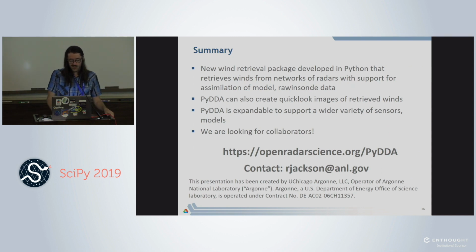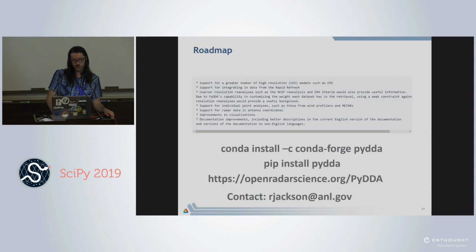So in summary, I developed a new retrieval package in Python that retrieves winds from networks of radars with support for assimilation of model and rawinsonde data. And it can create quick look plots, and it's an expandable framework. And we're looking for people to contribute to this project.